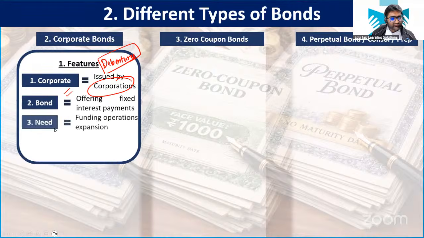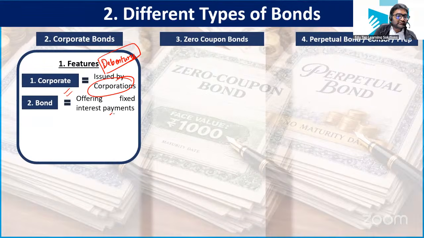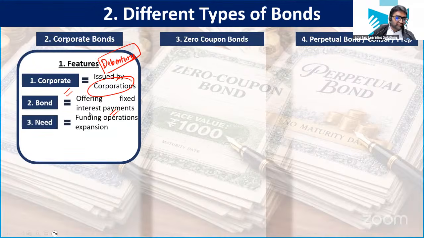Apart from this, we have bond. Bond means offering fixed interest payment. Again, please recall, fixed income is coming from that. The need for such bonds is to fund daily operations or the expansion of the company, right? Yes, to expand the business.